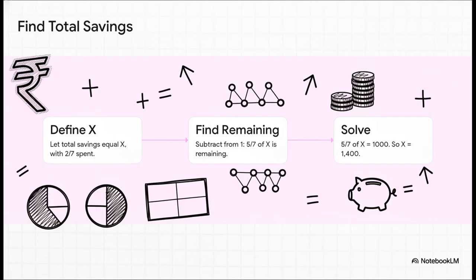Now, if he spends 2/7 of a whole, how much of that whole is left? Well, 1 whole minus 2/7 leaves 5/7. So 5/7 of his savings, or 5/7 of x, is remaining. And the problem straight up tells us his remaining money is 1,000 rupees. So we just equate them. 5/7 multiplied by x equals 1,000. To solve for x, we just divide 1,000 by 5/7, which, remember, is the exact same thing as multiplying 1,000 by 7/5. 1,000 divided by 5 is 200, and 200 times 7 gives us our magic number. His total savings was 1,400 rupees.